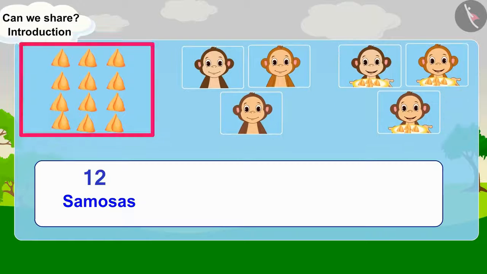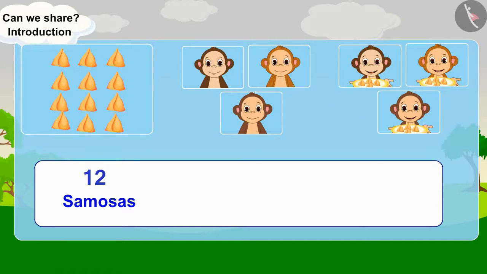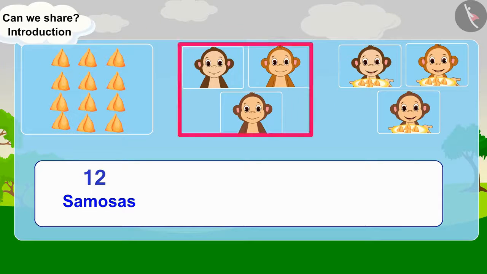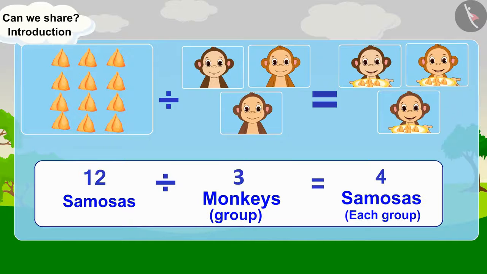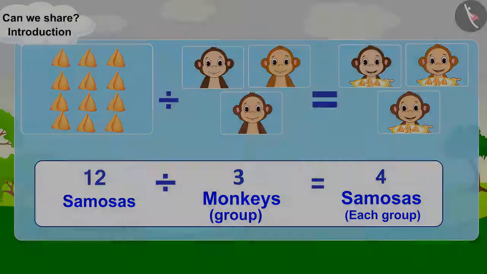There are 12 samosas here. Divide them into 3 equal groups. So, there will be 4 samosas in each group.